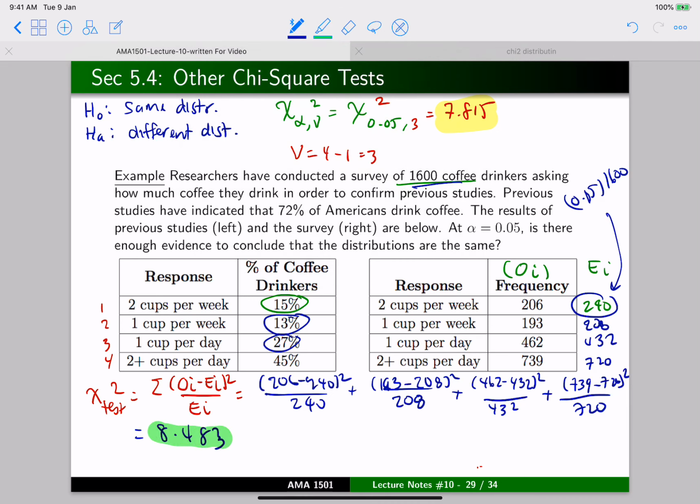I mean, clearly, this is greater than chi alpha nu squared. So that means that the test statistic falls in the critical region where we reject the null hypothesis. So we reject the null. And in fact, there is a difference in distributions of coffee drinkers in the current survey. Different distributions. See? Then let's just do maybe one more example.